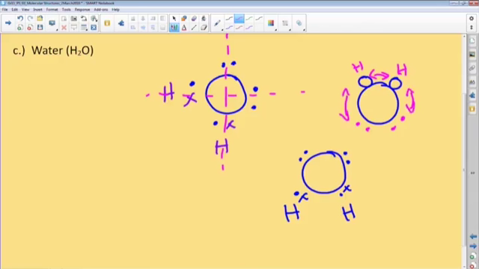What has happened? This is where the repulsion comes in. These are repelling each other. They are pushing each other away as far as they can without pushing each other off the atom totally.